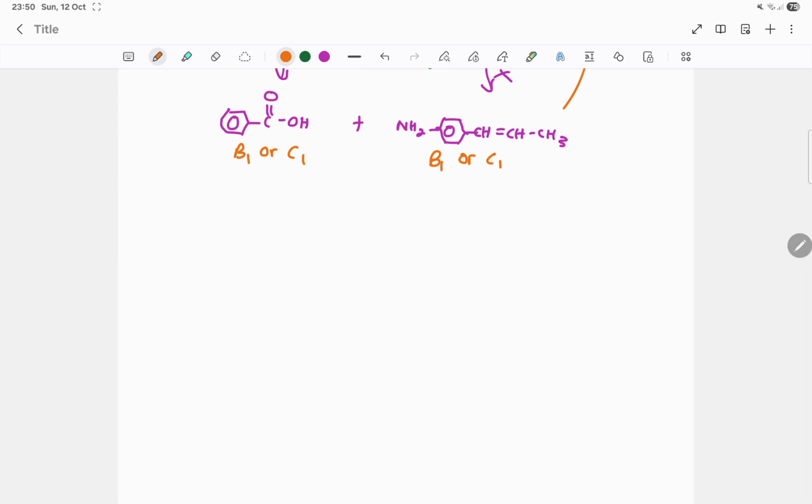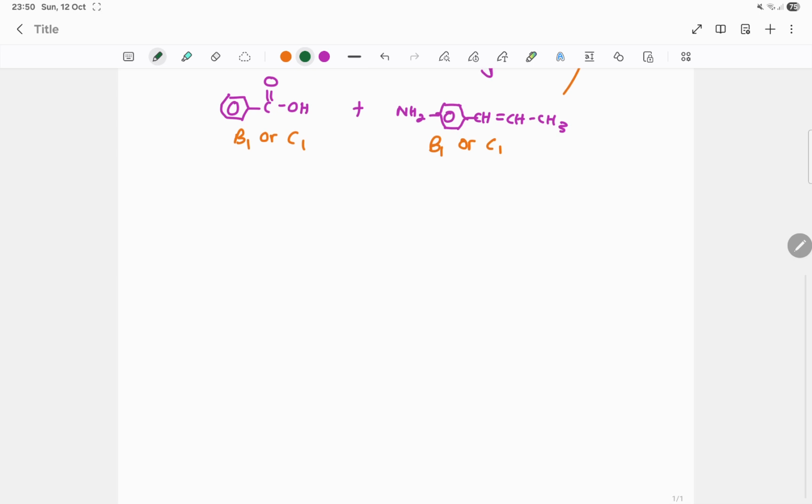B1 or C1. Now Lamai, let's consider the end product, the final product. Let's look at the final product first. Now we have NO2, CH N, sorry, a benzene triple bond carbon CH3.